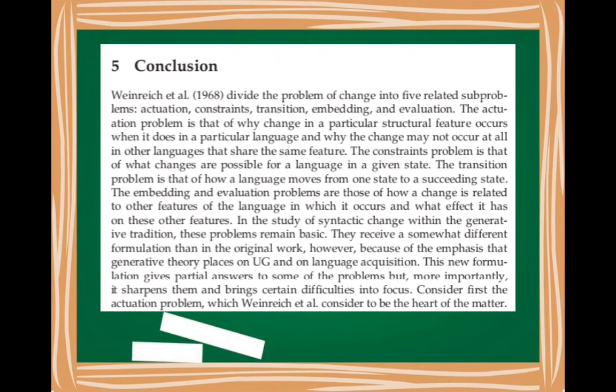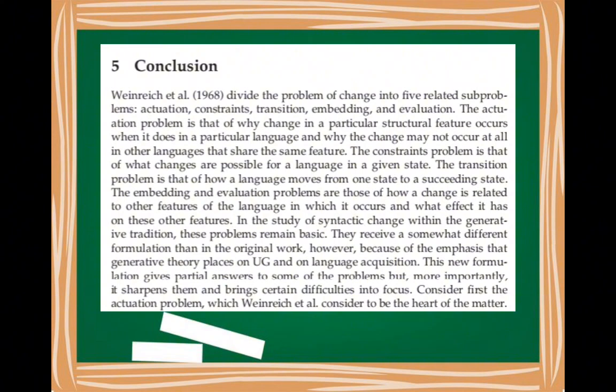So, as a conclusion, Weinreich et al. 1968 divide the problem of change into 5 related sub-problems: the actuation, constraints, transition, embedding, and evaluation. The actuation problem is that of why change in a particular structural feature occurs when it does in a particular language, and why the change may not occur at all in other languages that share the same feature. The constraints problem is that of what changes are possible for a language in a given state.